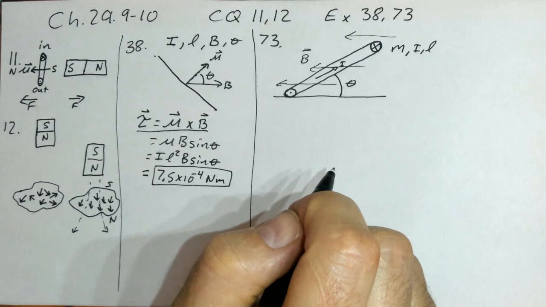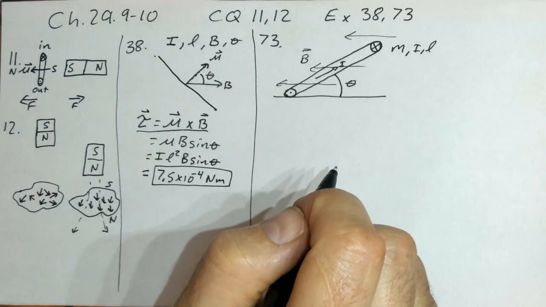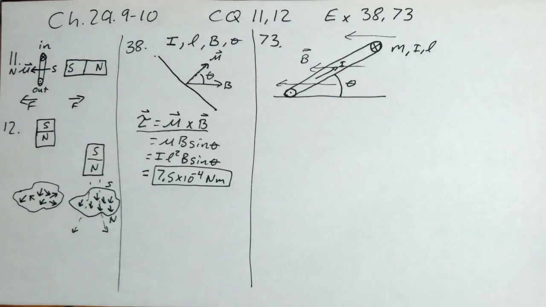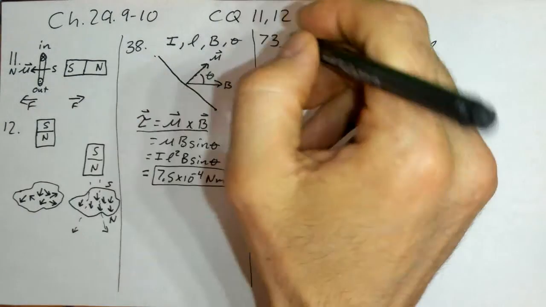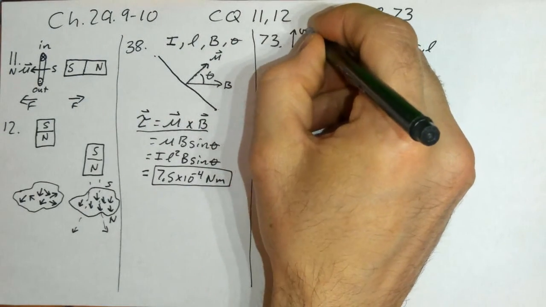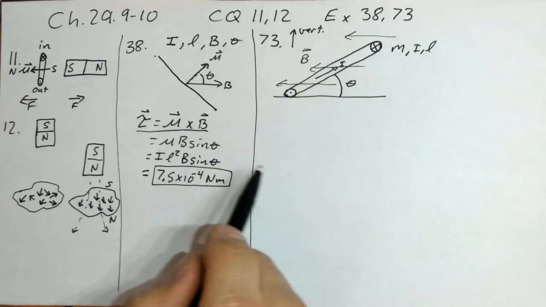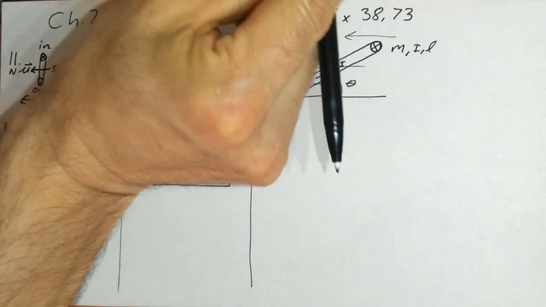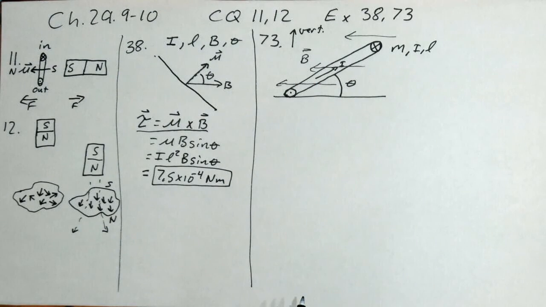So our question is, what size magnetic field will hold it up? Okay. Now, just as a clarifier, up means vertically up. Okay, this is vertical, which means gravity points straight down. Okay, gravity points downward. So think about how you're going to use those ideas to solve this.